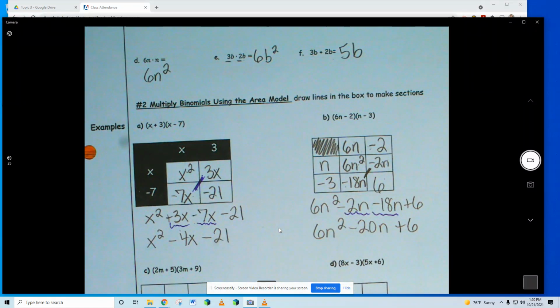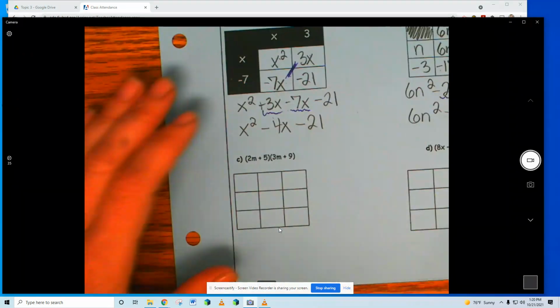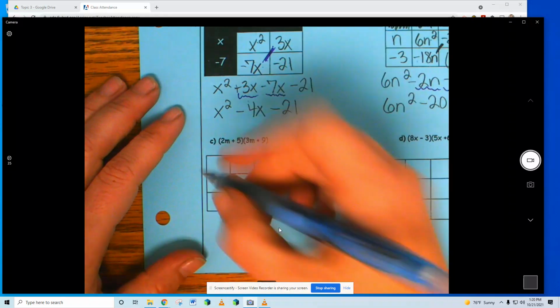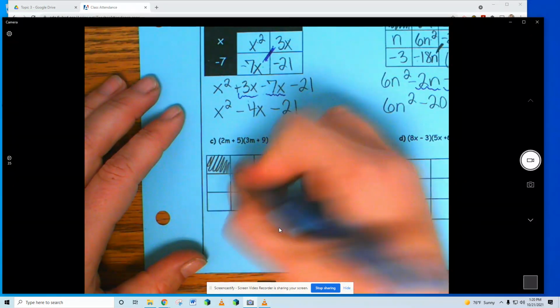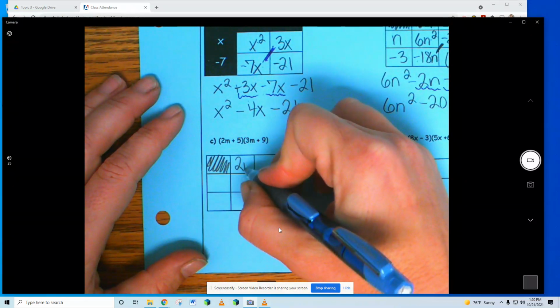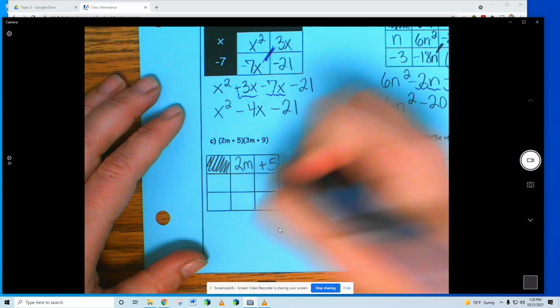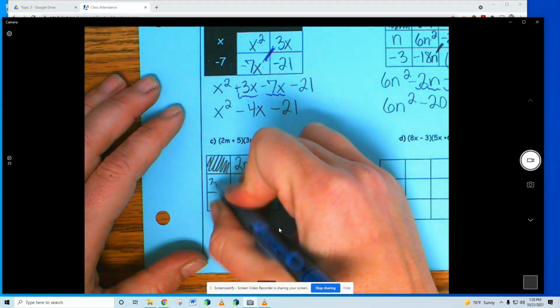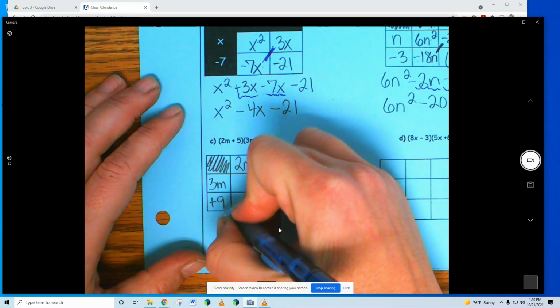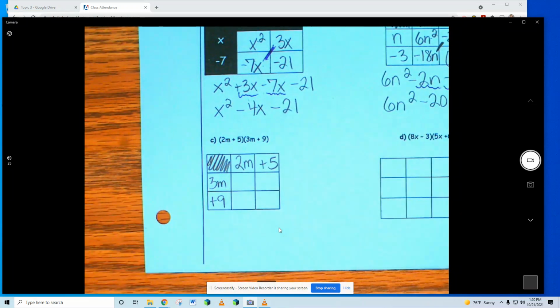We have to write that. This final answer you do have to write. I would like you to try C by yourself. I'll set it up for you. Once you finish your alone work, then look at a neighbor's. Try it alone first before you talk.